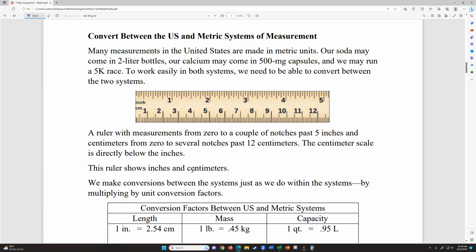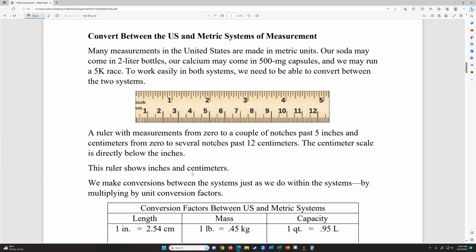We want to be able to work easily in both systems, so we need to be able to convert between the two. Like a ruler, something that you've used probably multiple times in your life, usually there's two sides to a ruler. There is an inches side, which is our US measurement, and then there's the centimeter side, which is the metric system measurement. Notice that about 1 inch, if you drop down from that one long line, we're a little bit above 2.5 centimeters, okay?